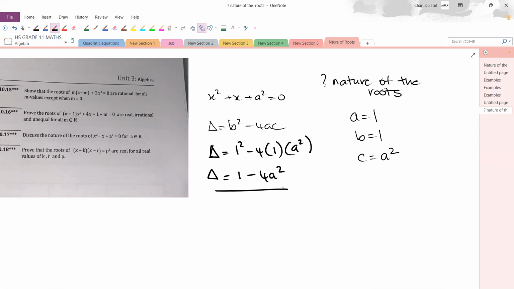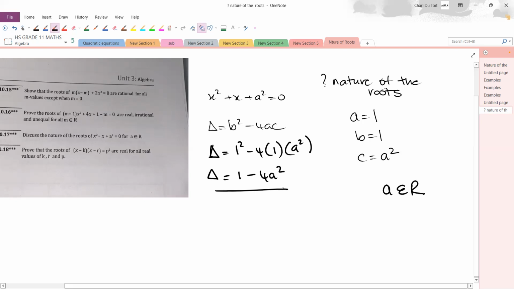If a has a value of 1, what would the nature of the roots be? It would be a negative value. Can you see that? Put any whole number in the place of a and I'll get a negative value. But if I put 0 in a's place, I get 1 as an answer. That is a big problem, because they told me at the end that a is an element of R.